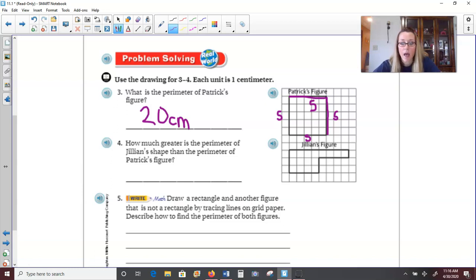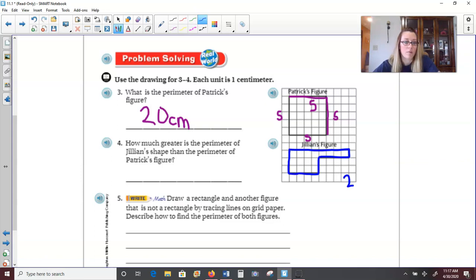All right. How much greater is the perimeter of Jillian's shape than the perimeter of Patrick's? Well, we don't know the perimeter of Jillian's shape, so we need to figure that out. So let me go to a different color here, and let's go 1, 2, 3, 4, 5, 6, 7, 8. Did I do that right? 1, 2, 3, 4, 5, 6, 7, 8. Yep. 9, and then 10, 11, 12, 13, 14, 15, 16, 17, 18, 19, 20, 21, 22.